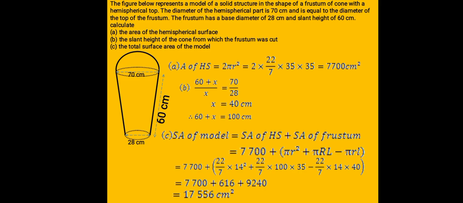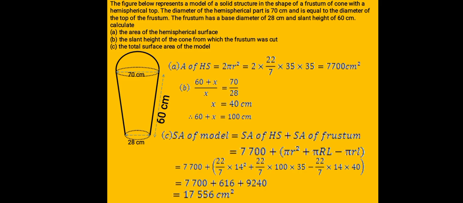The figure below represents a model solid structure in the shape of a frustum of a cone with a hemispherical top. The diameter of the hemispherical part is 70 centimeters and is equal to the diameter of the top of the frustum. The frustum has a base diameter of 28 centimeters and a slant height of 60 centimeters.